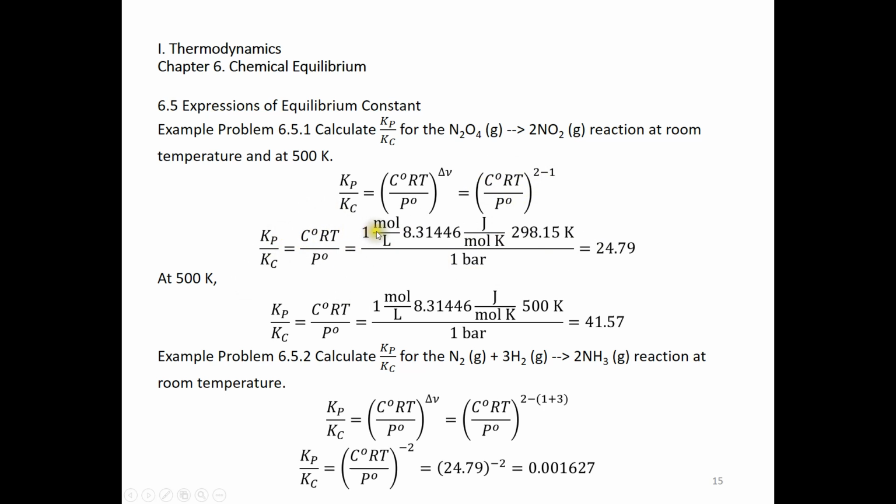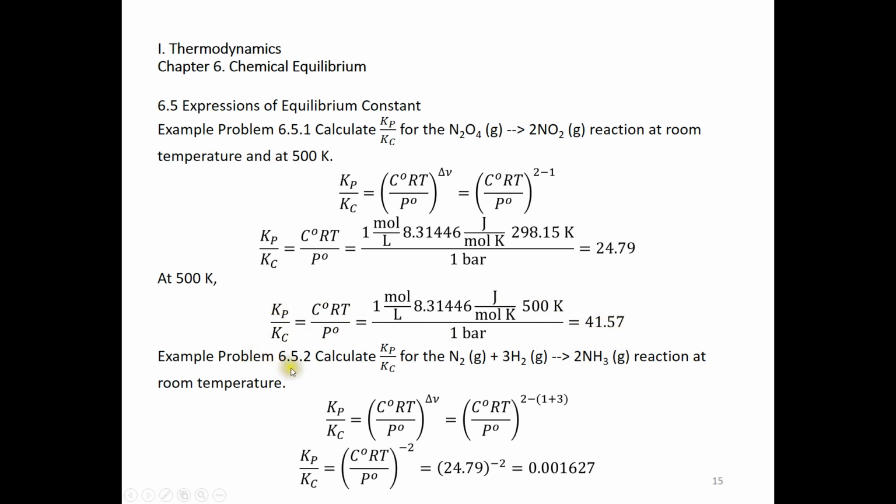Again, C naught is 1 mole per liter by definition. P naught is 1 bar by definition. We plug in R, we plug in the temperature over here. Just pay attention, this liter is 10 to the power of -3 cubic meter, and 1 bar is 10 to the power of 5 pascals. So after you do all those unit conversions, we'll be able to get 24.79. And at a different temperature, we get a different value, only because K sub P over K sub C depends on temperature. Now if temperature is 500 Kelvin, we get 41.57.